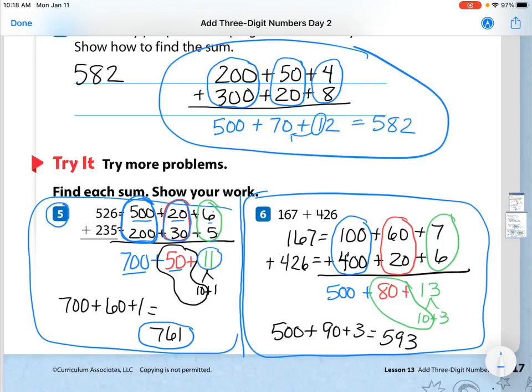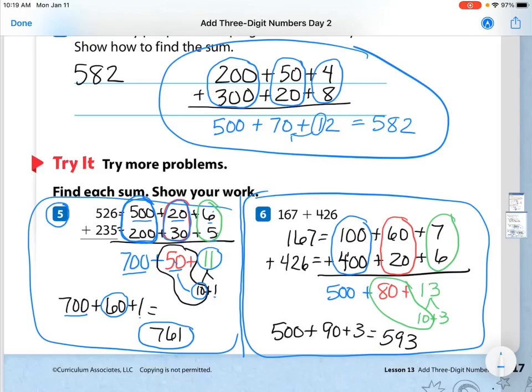When I saw the 11, I knew that I could break that up into 10 plus 1, and that 10 gave me another 10 to add to 50. So I rewrote my problem. Instead of 700 plus 50 plus 10 plus 1, I just went ahead and added the 50 and the 10 together, and I got 60. So I said 700 plus 60 plus 1 is 761.